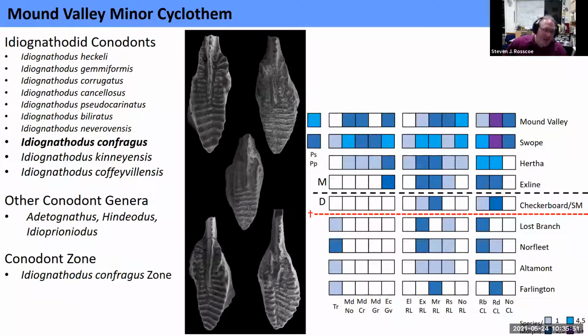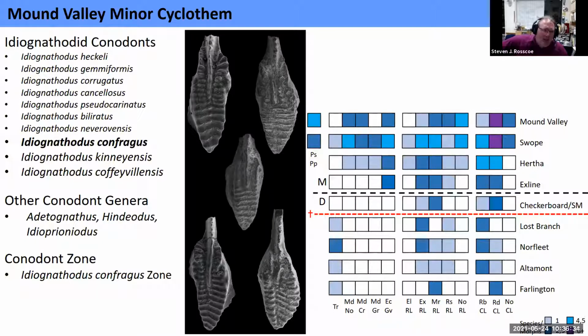we get to the Mound Valley. Now, we've started to lose species here. So you'll notice our diversification is going down, but we're still pretty diverse when we get to the Mound Valley. This is another minor cyclothem, and it's the start of the Idianthodus confragus zone with the appearance of Idianthodus confragus, which is kind of our top two specimens here on the illustration. They are very reduced in their rostral and caudal lobes, and they are also more ventrally oriented. We have those lobes developing more on the ventral end rather than extending downward along the platform. And these are fairly flat specimens as well.